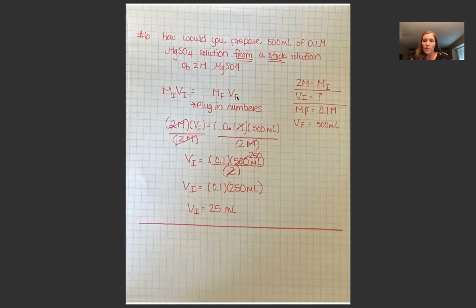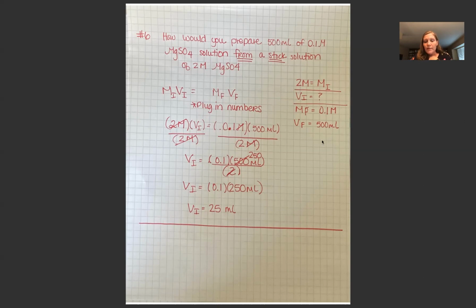What are we starting with and what are we ending with? So we go back up here and we say, we're going to prepare a 500 milliliter solution of 0.1 molar magnesium sulfate. So that's where we're headed. So we know those fall into the final side. And then we're taking from a stock solution of 2 molars.